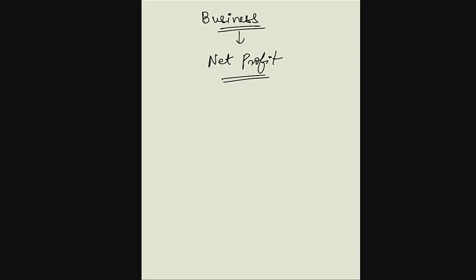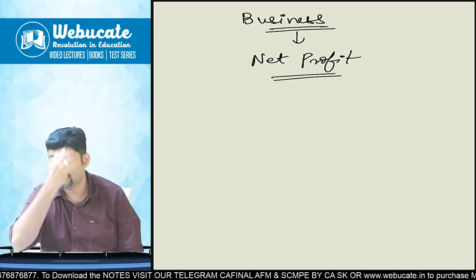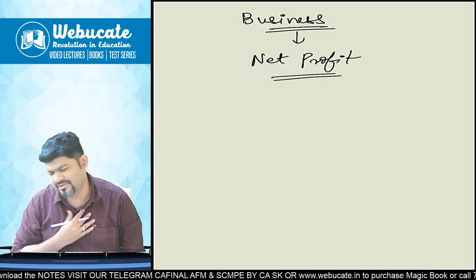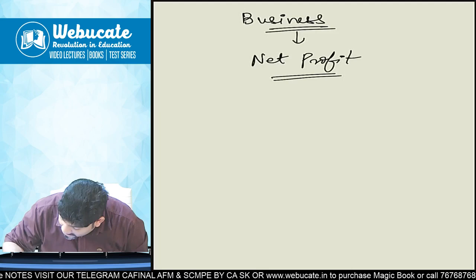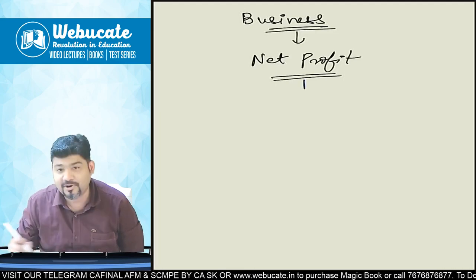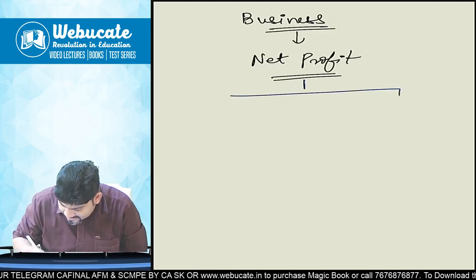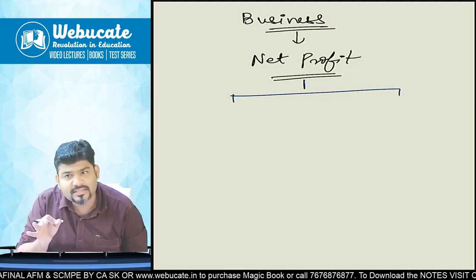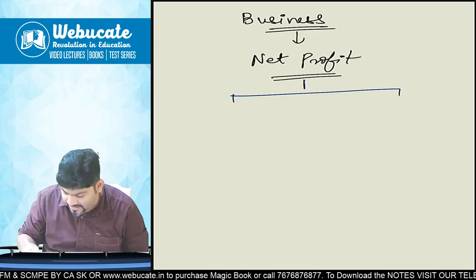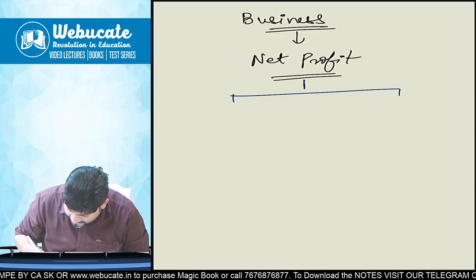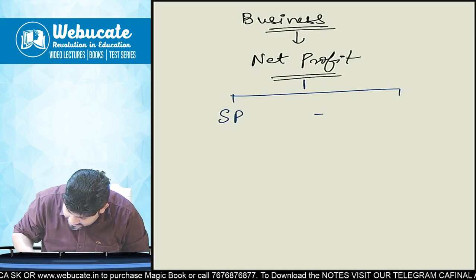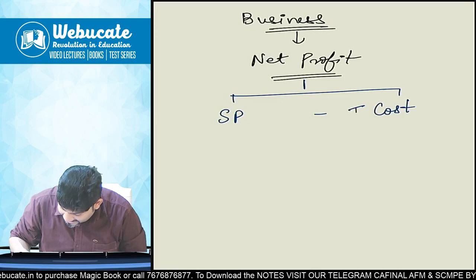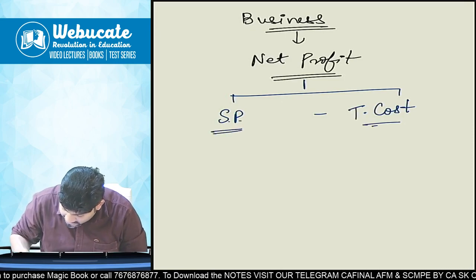Am I right? So we are doing business. In business, we need to earn net profit. That's what we are doing business for. Now if I ask you, how do you calculate net profit? You say, sir, it's a simple thing. We'll keep it simple. I want layman language here. What is net profit? Tell me, sir, it is nothing but selling price minus cost. Yes, this is true. Selling price minus total cost is your net profit.